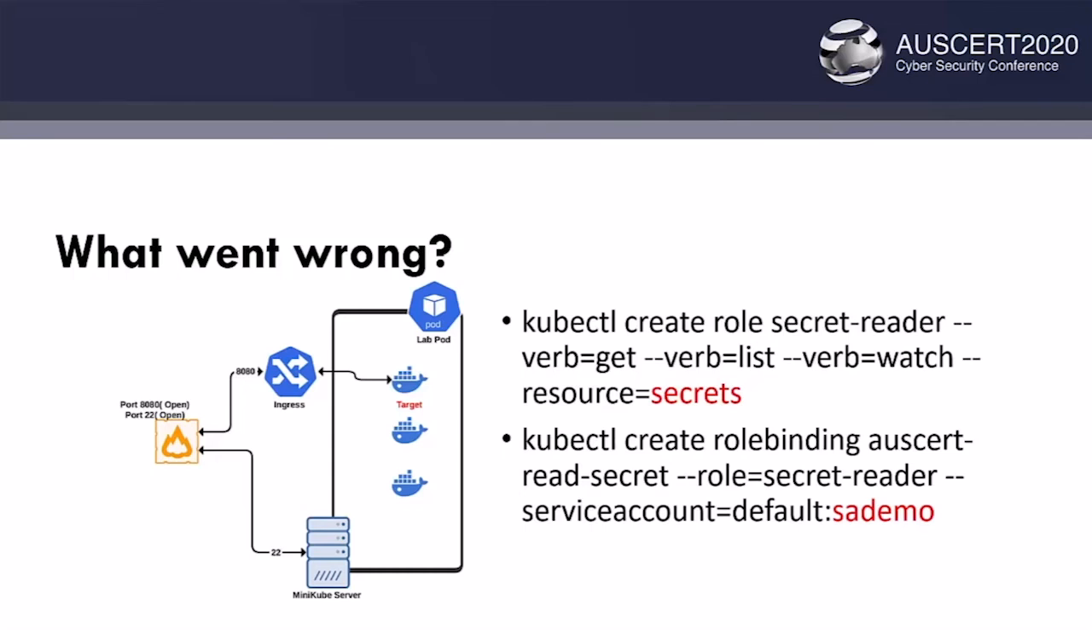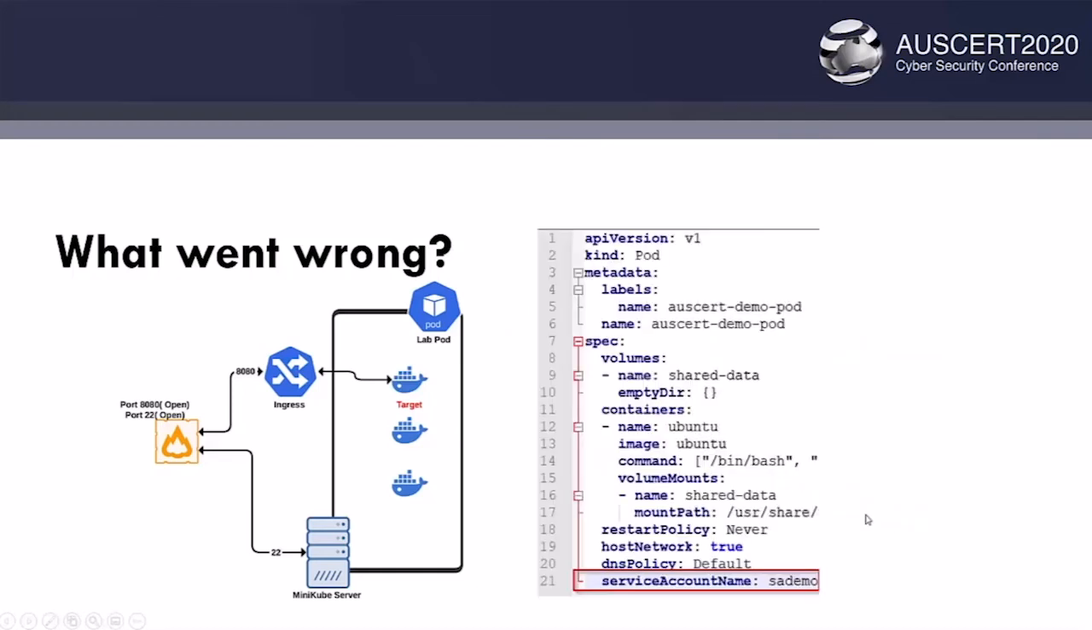These are the commands that I used to create this vulnerable setup. The first one creates a role that has the ability to read the secrets, and the second one creates a role binding, which effectively applies that role to a certain account, which is the SA demo service account. And here is the YAML configuration of the pod. We can see that it runs under the service account SA demo, which has that role.